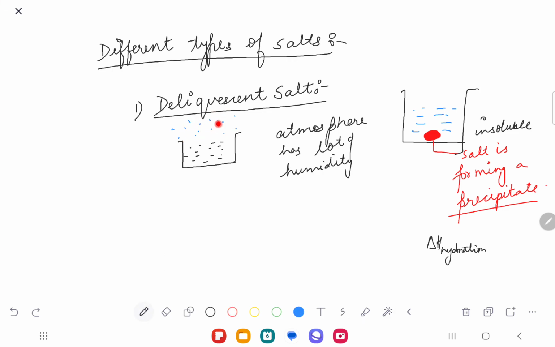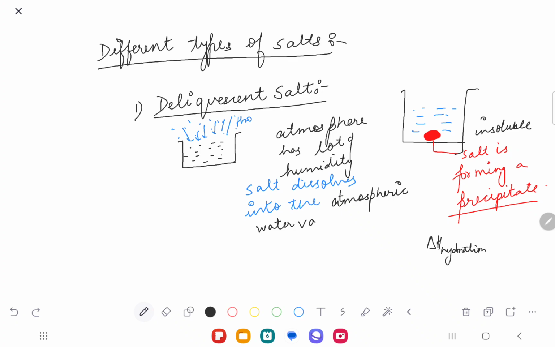When water is being absorbed into it, the salt dissolves into the atmospheric water vapor, and finally converts into the liquid form. It's like normally when you mix salt into water. So that's how it would be.